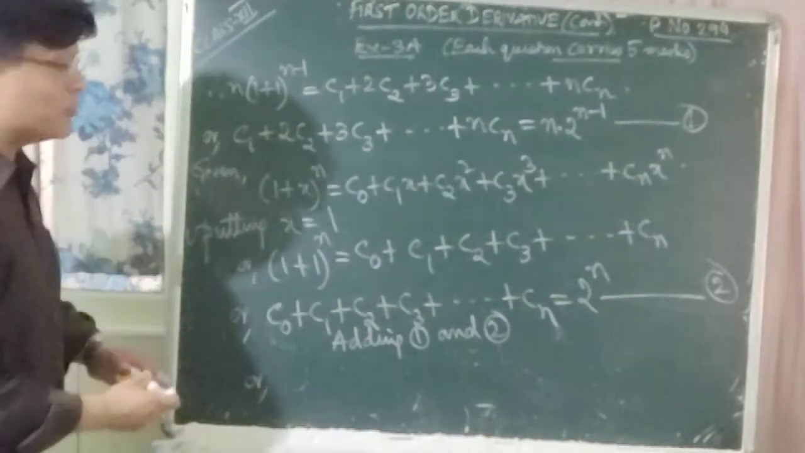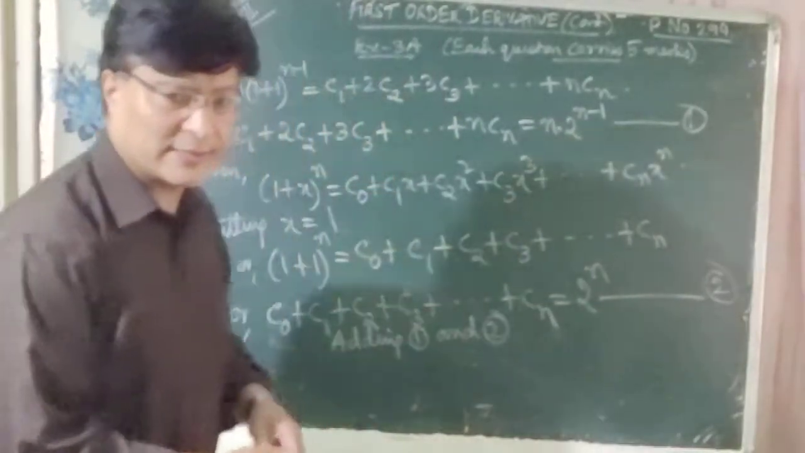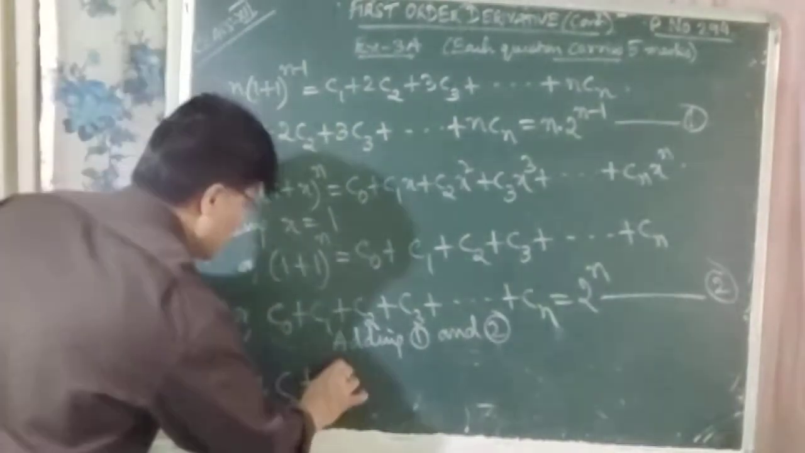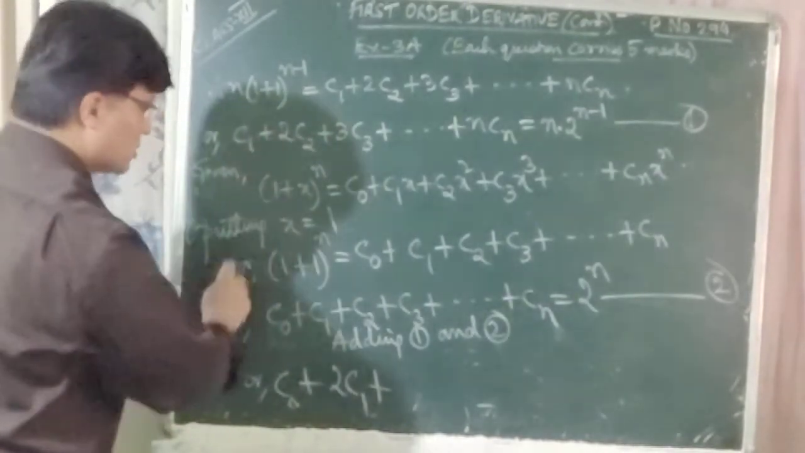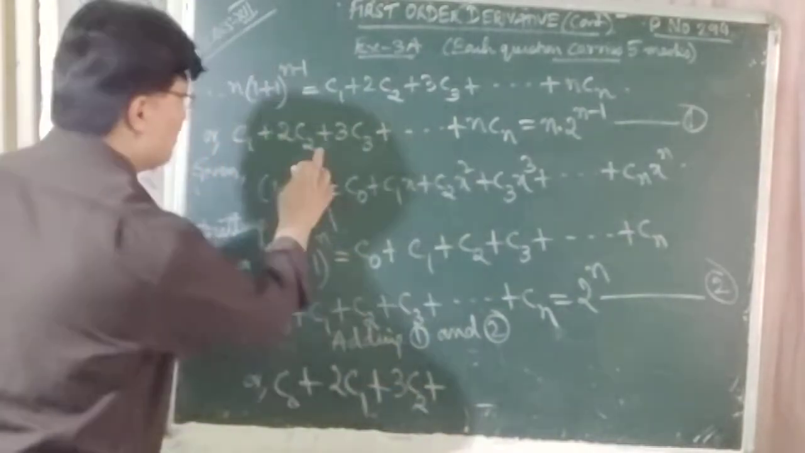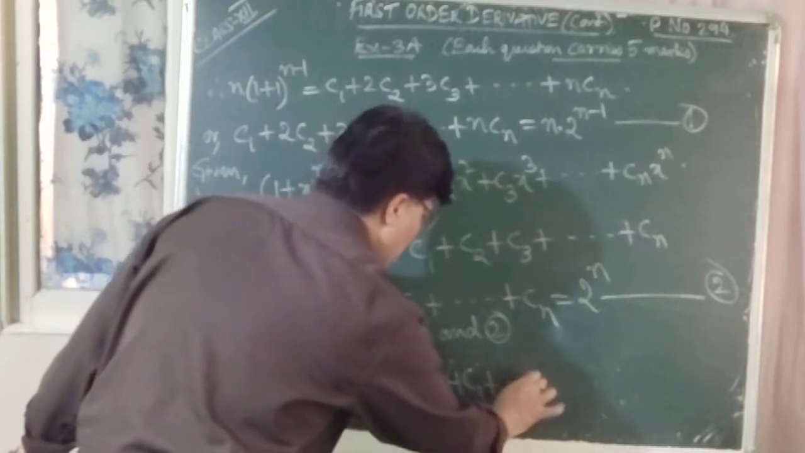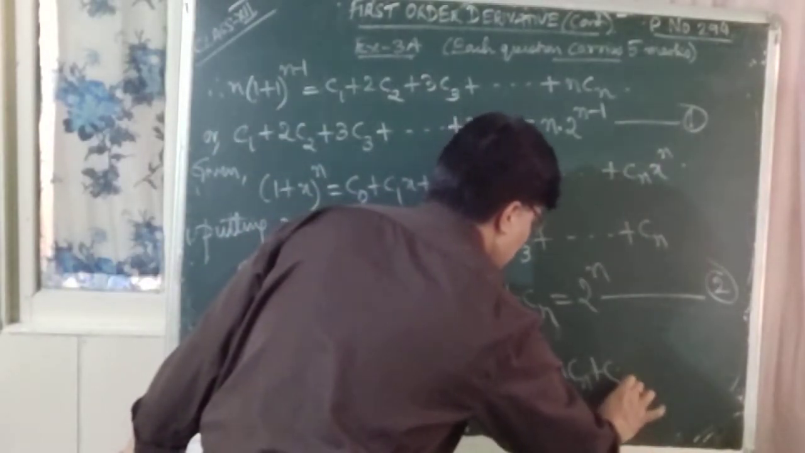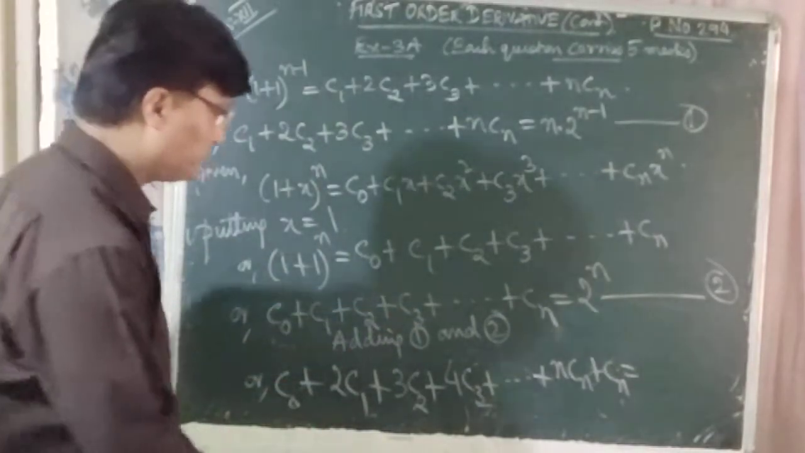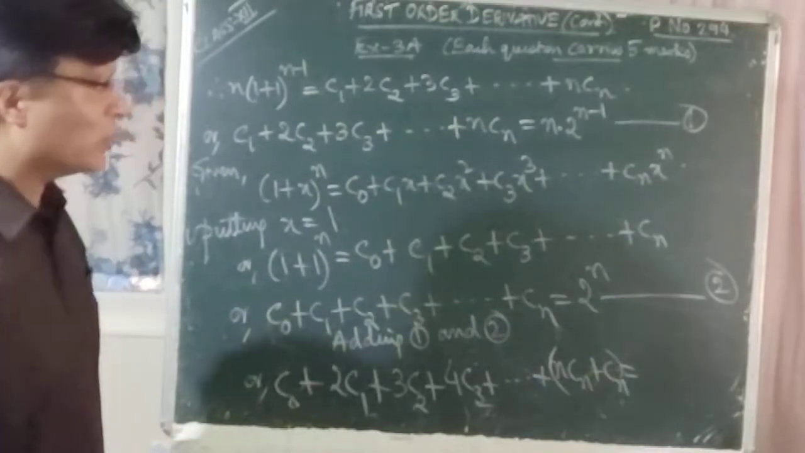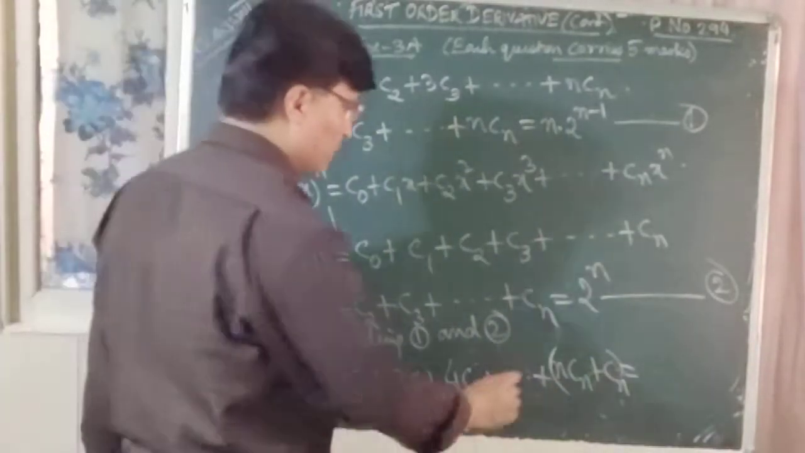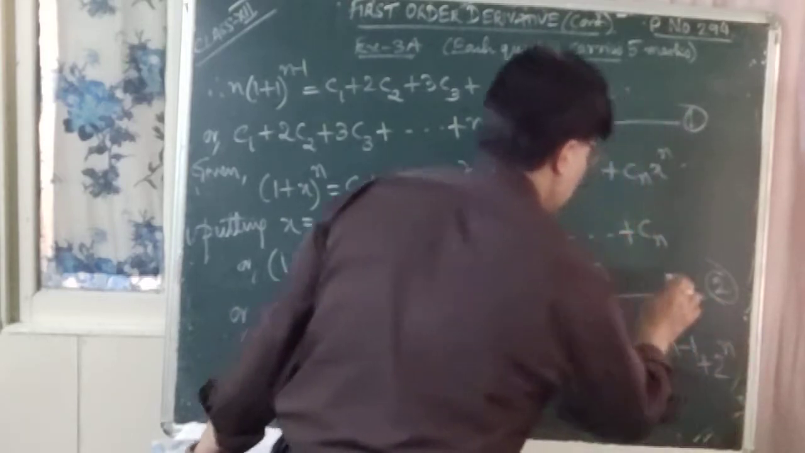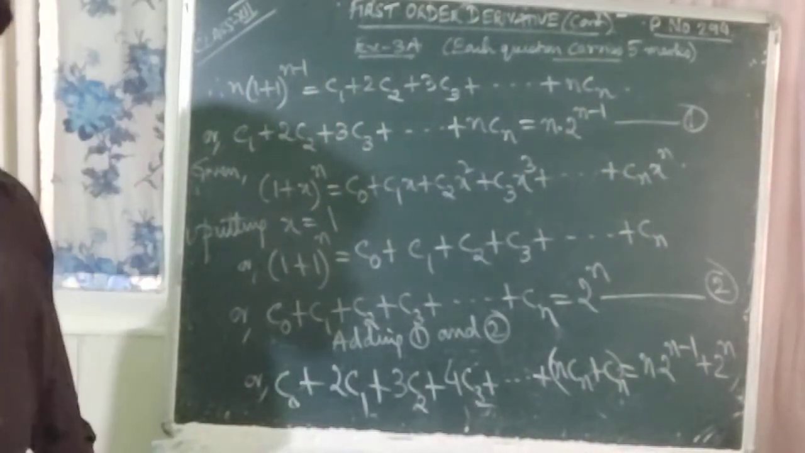Now you have to add those left hand sides, and add those right hand sides. So now it is only C0 here. So it is C0 + (C1 + C1) = 2C1, + (C2 + 2C2) = 3C2, + (C3 + 3C3) = 4C3, + ... + nCn + Cn, which is your last term, is equal to, on the right hand side, adding those, n·2^(n-1) + 2^n. Okay, so now you can prove the required result, that is 16 number 1.